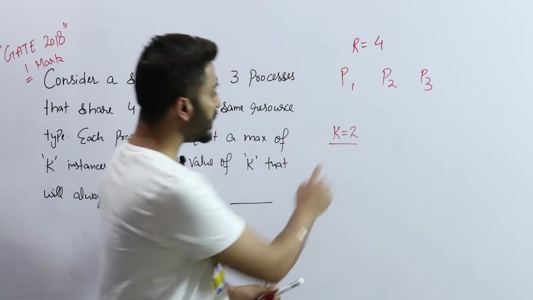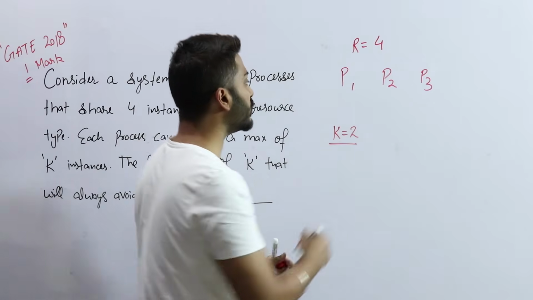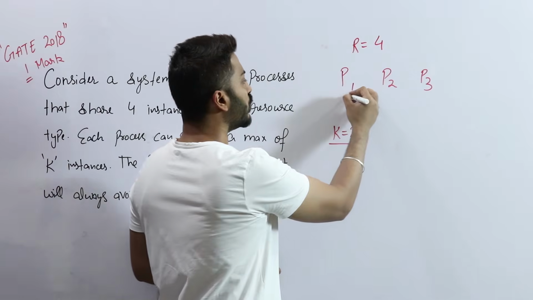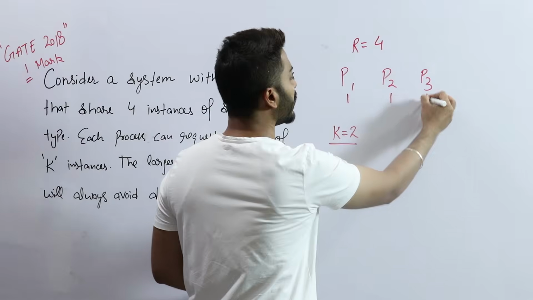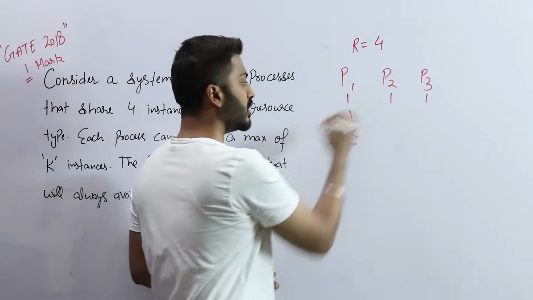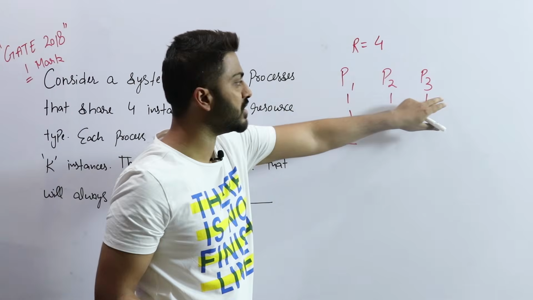Now, what is the meaning of this? Every process says their demand is 2. They need 2 resources. We are having 4. So what we can do? One is we can give 1 resource to every process, and the 4th one we give to any of them, like P1, P2 or P3.